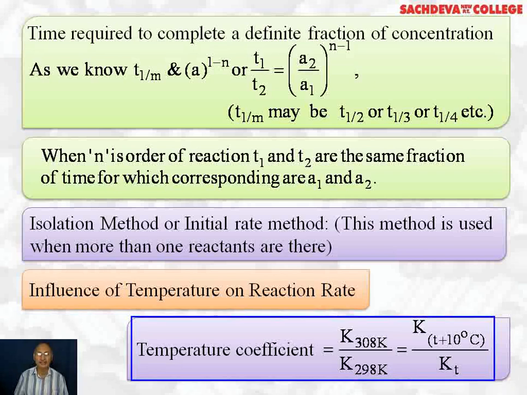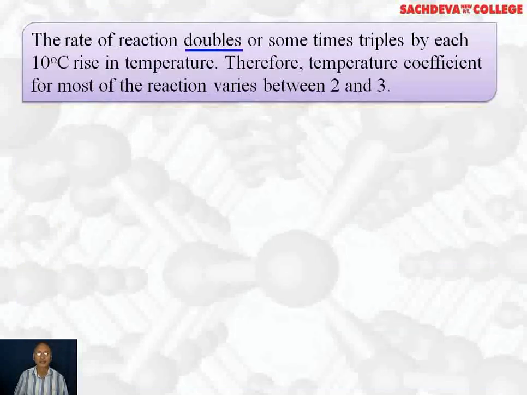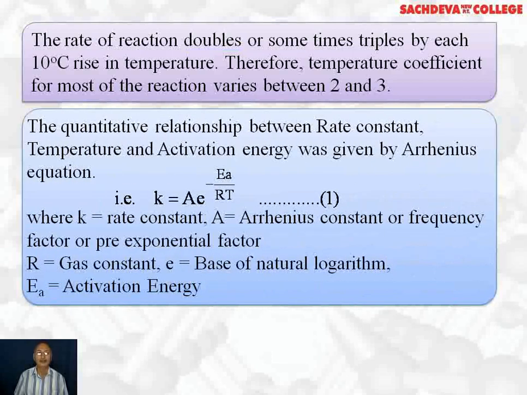Temperature coefficient tells us how much the rate of reaction will increase by increasing the temperature. If we determine the rate constant at 308 Kelvin, the ratio of rate constant at 308 Kelvin and 298 Kelvin, or 10 degree higher temperature and 10 degree lower temperature, this ratio is called the temperature coefficient. The rate of reaction generally doubles or sometimes triples by each 10 degree rise in temperature. Therefore, this temperature coefficient for most of the reactions lies between 2 and 3.